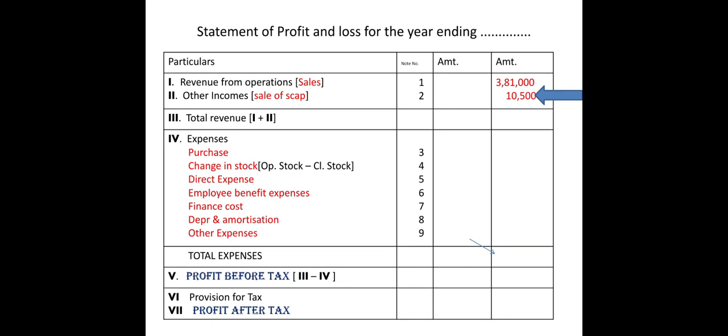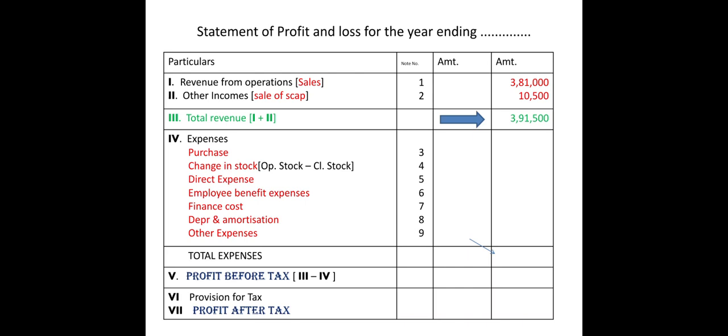So 10,500. Now, student, number 3. What is topic number 3? Yes, topic number 3 is total income. That means the amount of topic number 1 plus the amount of topic number 2 is equal to the amount of 3. So if you add both the incomes, you will get 3,91,500. So we have found out the total revenue of the company, and that is 3,91,500. It is very simple, student.